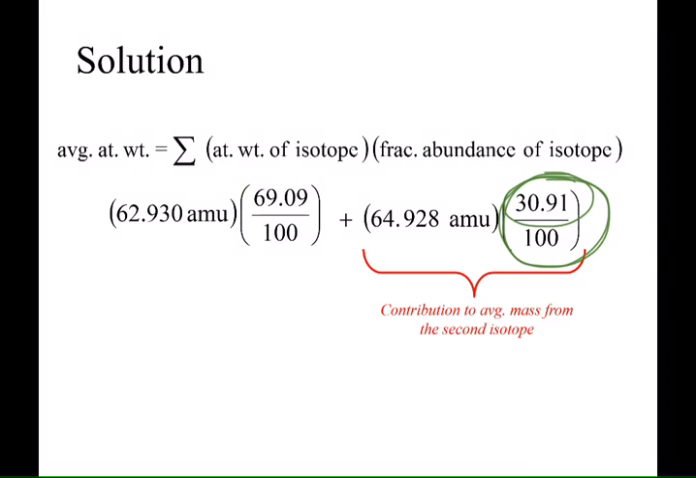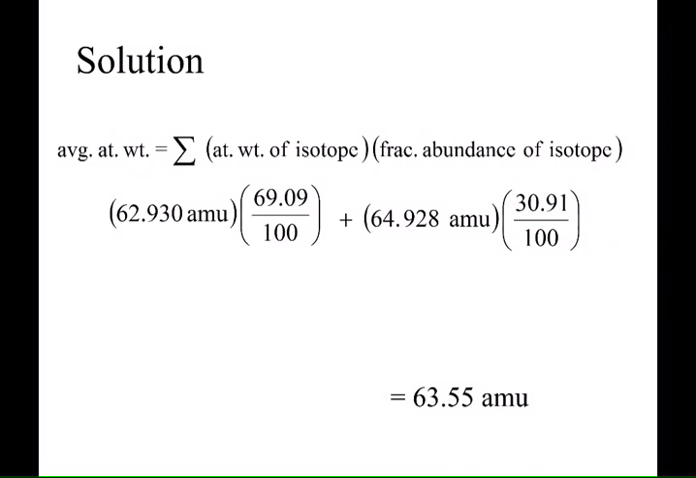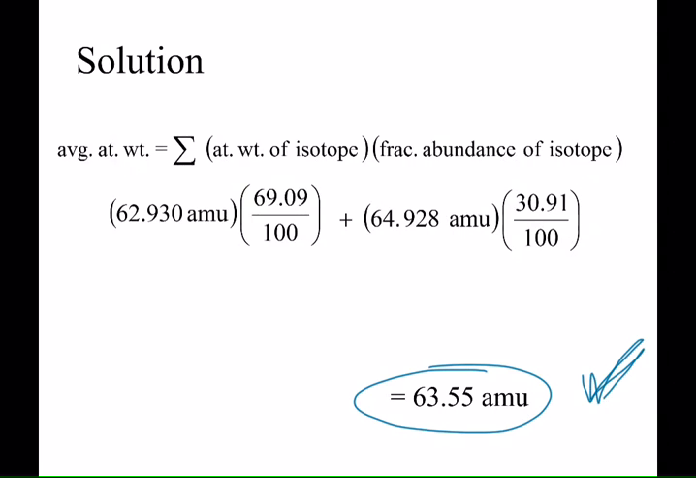So, voila! Now if we do that, we should come up with a decimal number. I think I have a slide coming up later to tell you how to round these, but we're going to go with two decimals, and it's 63.55 AMUs. And again, you can check that against your periodic table for copper. That's the average atomic weight based upon these isotopes and their relative abundances. Very good.